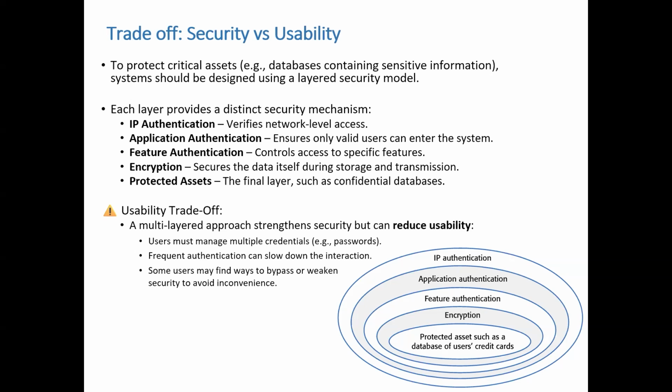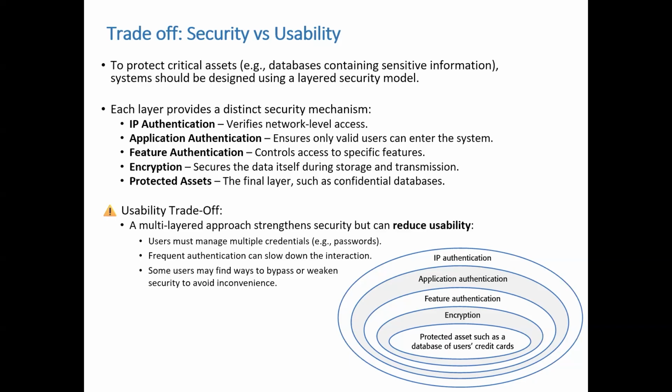Then we move to application authentication, where users log into the system. Beyond that, we could have feature-level authentication, so even if someone's logged in, they don't necessarily get access to everything. Encryption adds another critical layer, making sure that even if data is intercepted, it's not readable. And finally, at the very center, you've got your protected assets, like a database of users' credit card information. Now, here is the trade-off.